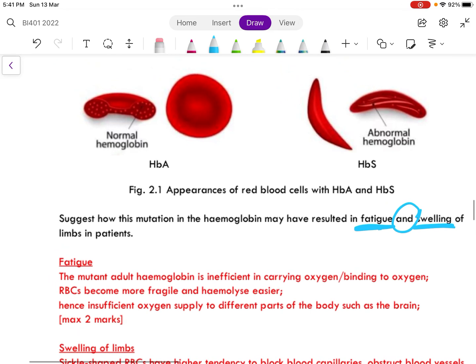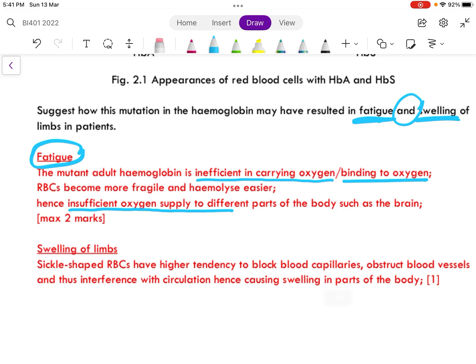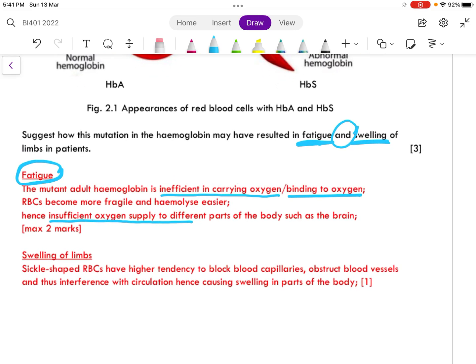Okay, so to explain fatigue, you can say that because of the mutant form of the hemoglobin, it is inefficient in carrying oxygen, or maybe not so good at binding to oxygen. Hence there will be insufficient oxygen to supply to different parts of the body. Okay, that explains fatigue.